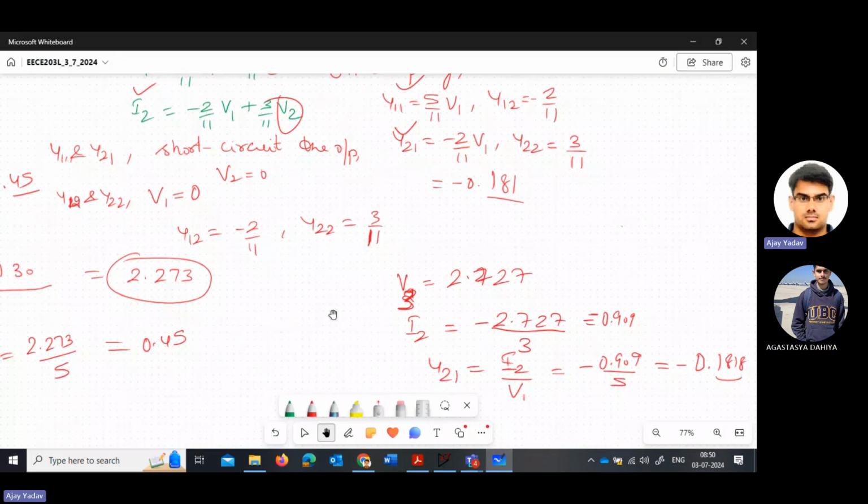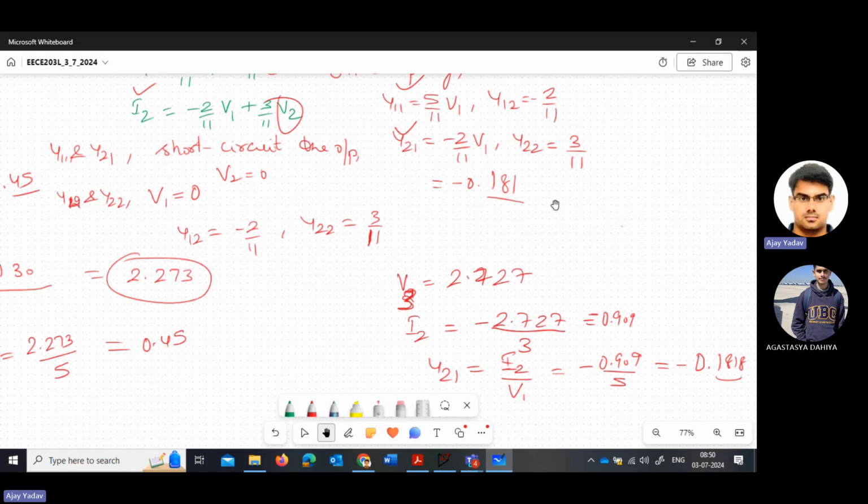And then you verify in the same manner that the values of y12 and y22 are the same. y12 is again minus 2 by 11, that is minus 0.1818, and y22 will be 3 by 11. So in the same manner as we did on the input side for the y11 and y21 parameters, you can do the same thing for your y12 and y22 parameters.